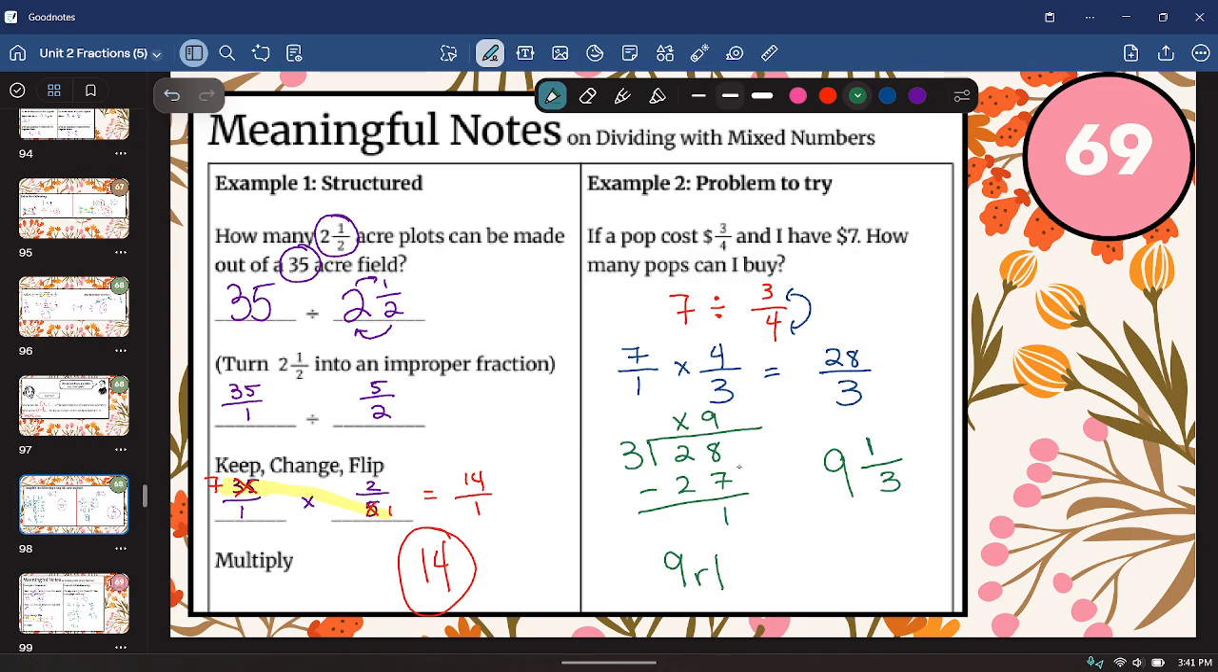However, is that our final answer? Hopefully you said no, because if you go to the store and ask to buy 1/3 of a pop, they're going to think you're crazy, right? You can't buy 1/3 of a pop. So how many pops can you buy? The answer is 9.